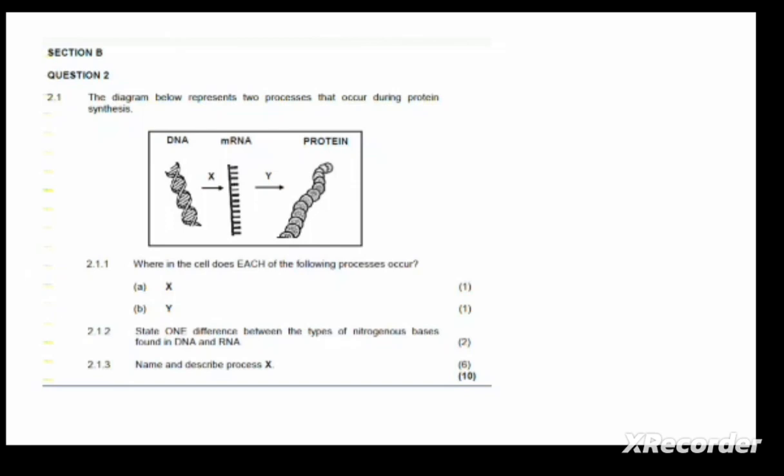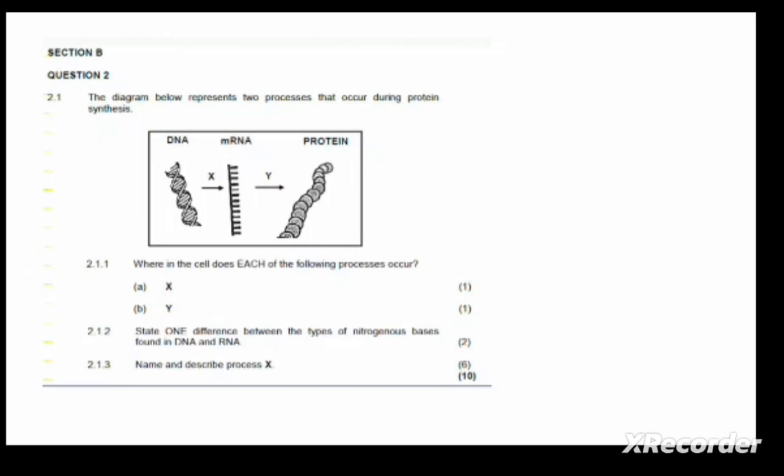The first question says, where in the cell does each of the following processes occur? X is transcription. As you can see, that's a DNA molecule forming an mRNA, which is single-stranded, and then we have the protein there. X is transcription, it takes place in the nucleus, and then Y is translation, it takes place in the cytoplasm.